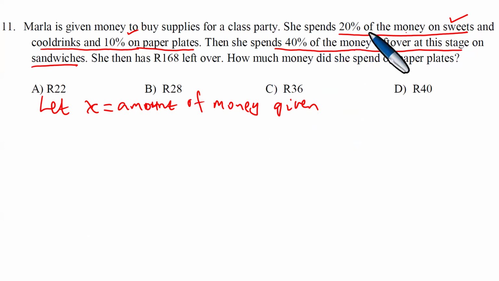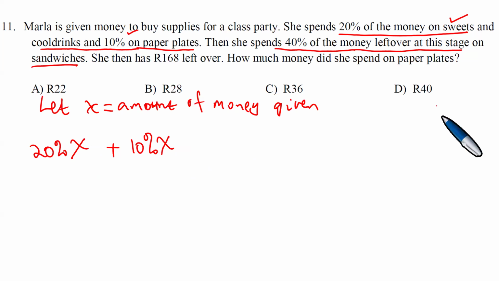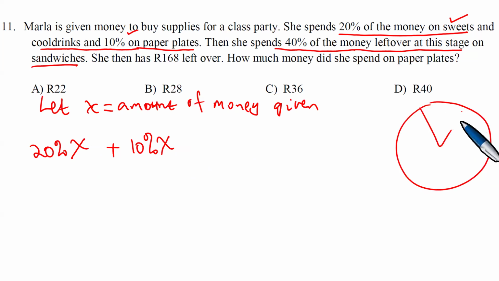She spends 20% of the money on sweets. So if this is the amount given, 20% of this money is spent on sweets and cold drinks. And then 10% of this money is spent on paper plates. So the whole money is there and it's like a pie chart. 20% on something, 10% on the paper plates.